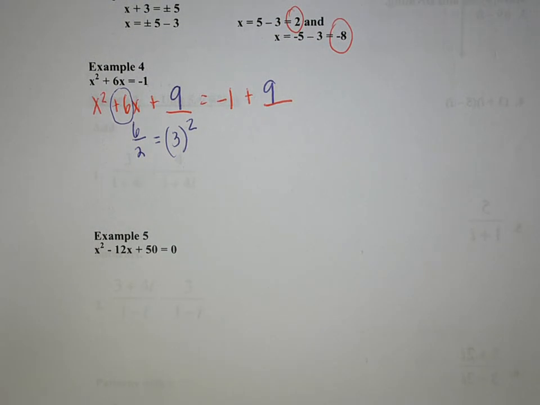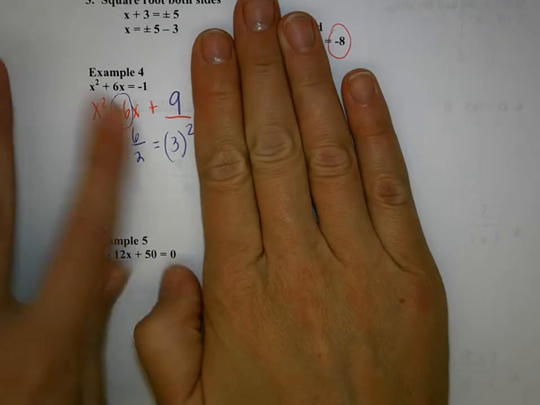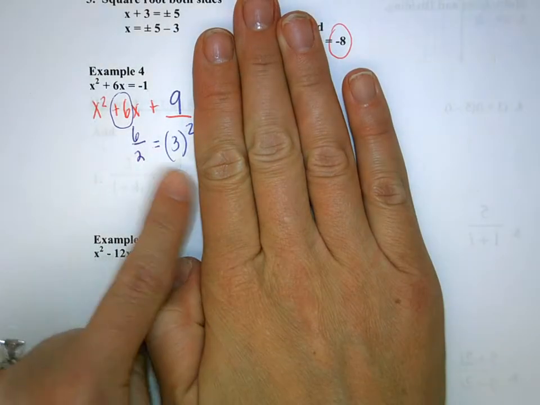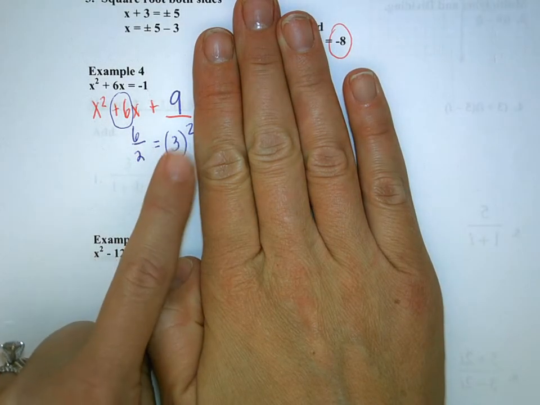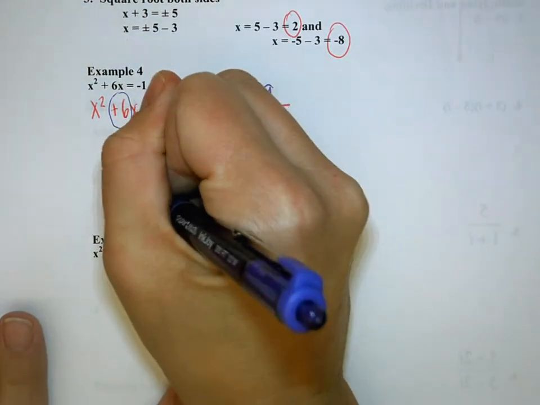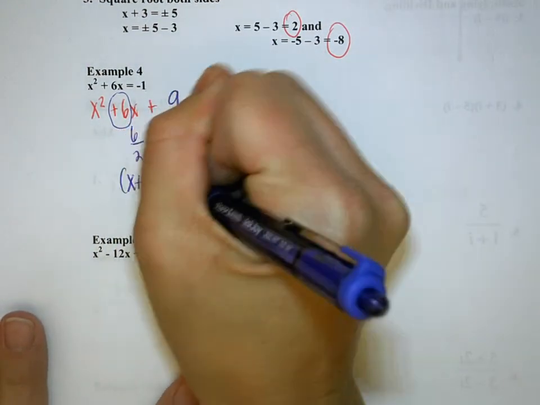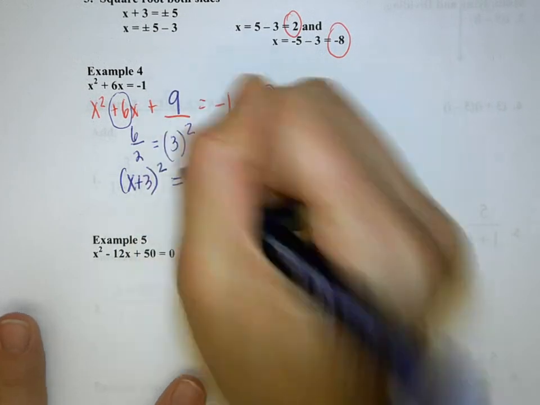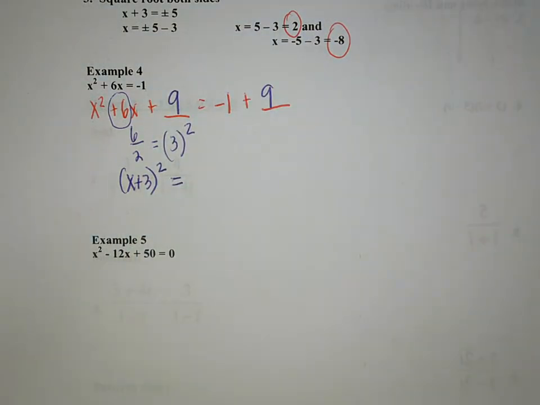So now we are writing this part over here as a square. And we know the square is always going to use that half number. Okay? So my square is going to be x plus 3 squared equals, and negative 1 plus 9 is 8.